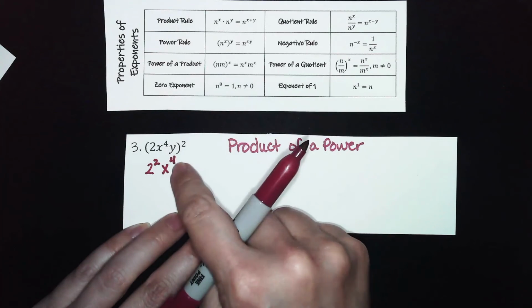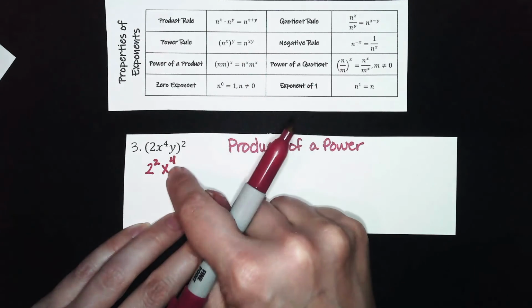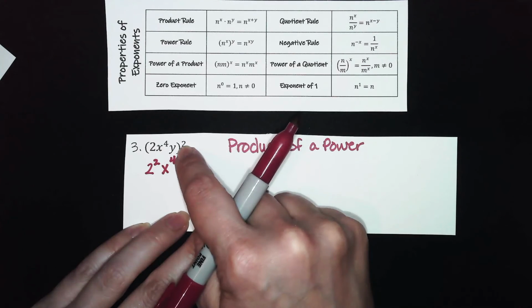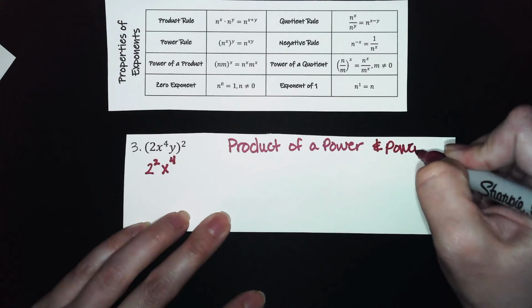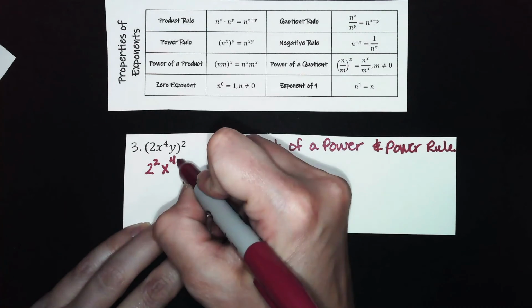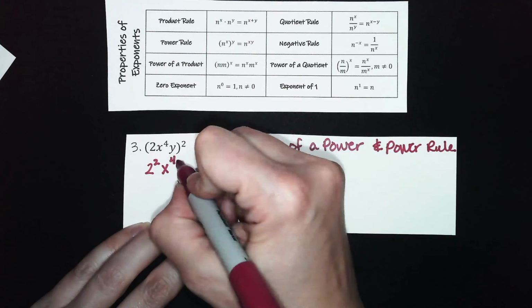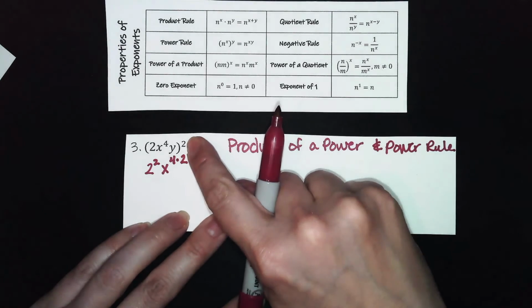Now this has to use also the power rule. Now that x to the 4th is being squared. So this also has to use that power rule. Okay, so x to the 4th, and that power rule says we multiply the power, so that's going to be times 2, because that's the power outside.